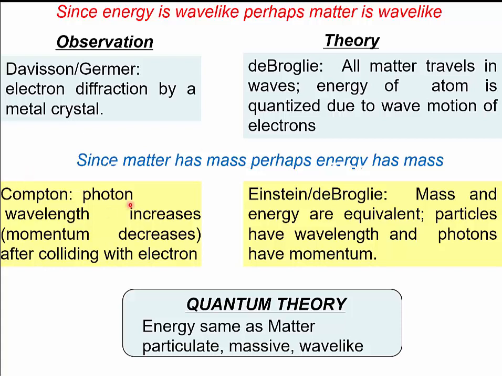Compton did experiments with the photon. As the wavelength increases, the momentum decreases after colliding with an electron. And Einstein and de Broglie said that mass and energy are going to be equivalent, that particles are going to have wavelength, and photons are going to have momentum. And so this brings those two lines of thinking together in something that we call quantum theory that says energy is the same as matter. They're both going to be particulate, they're both going to be massive, and they're both going to be wave-like.